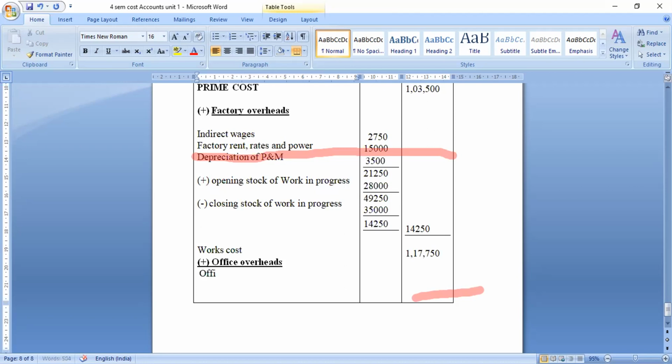Directly you are going to take office rent and taxes. Okay, office rent and taxes, since there is nothing else, I will put directly to the outer column. Okay, along with this, 2500, that is the office rent and rates.